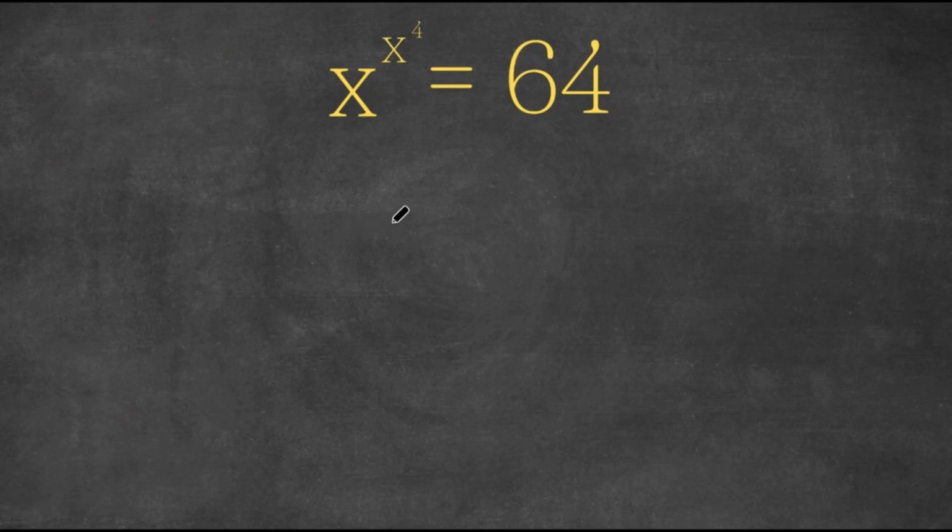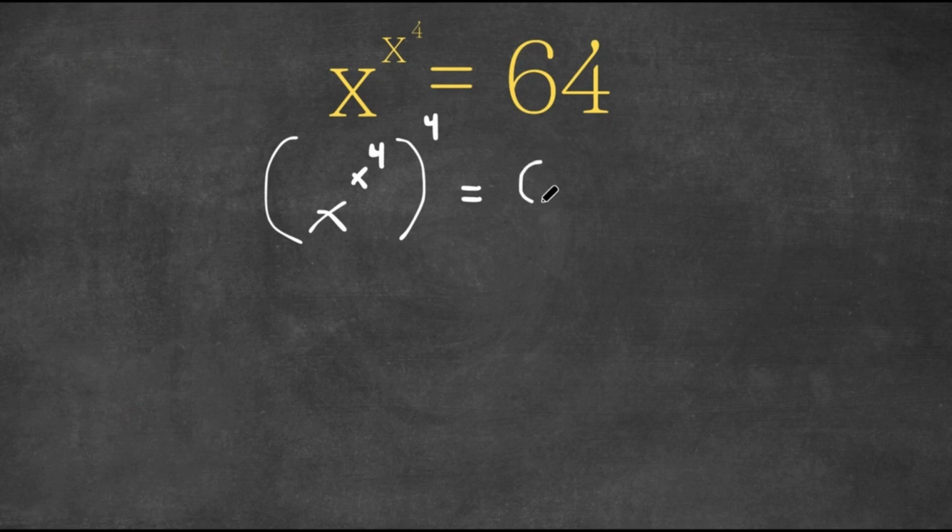So now what I'm first going to do is I'm going to take the power of 4 on both sides. So now we have x to the power of x to the power of 4, to the power of 4, is equal to 64 to the power of 4.